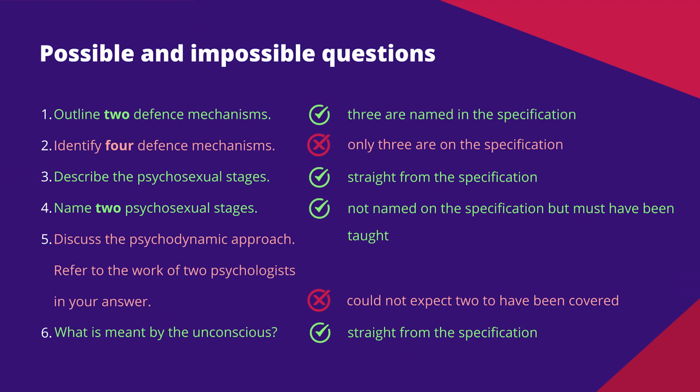Here we can see which examples would be appropriate and which would not. Those with ticks beside them are fine for the reasons stated. Those with crosses are not appropriate, again with explanations as to why not. The fourth example is worth considering. Although the specification does not name each individual stage, each stage must have been taught, and therefore it is fair and appropriate to expect students to be able to name them.